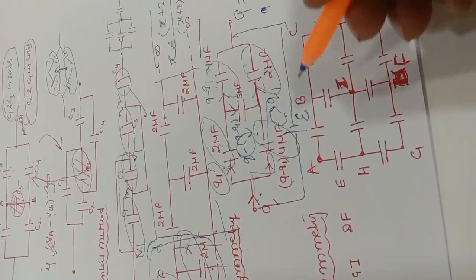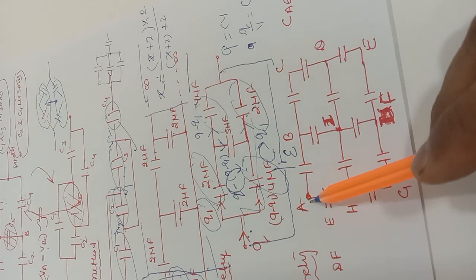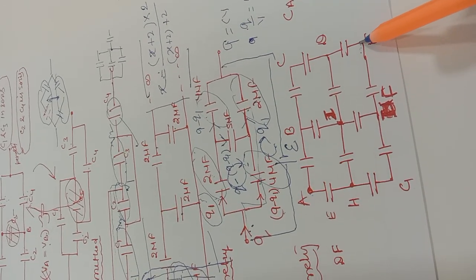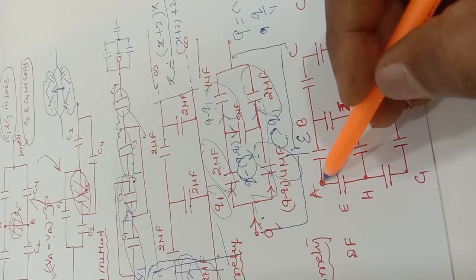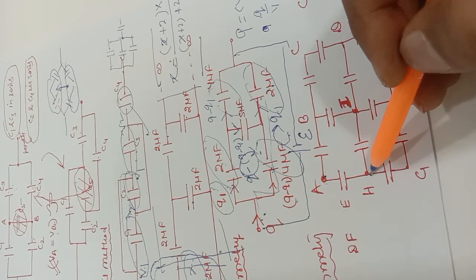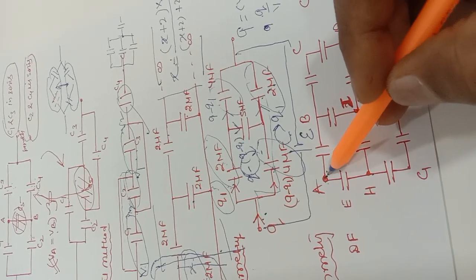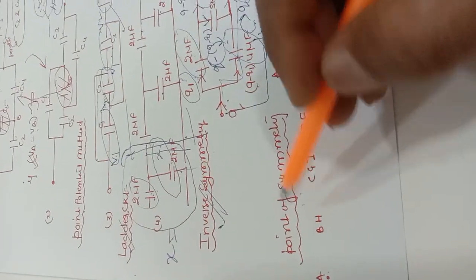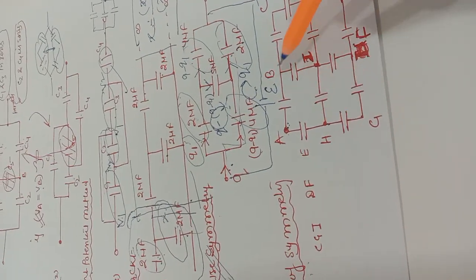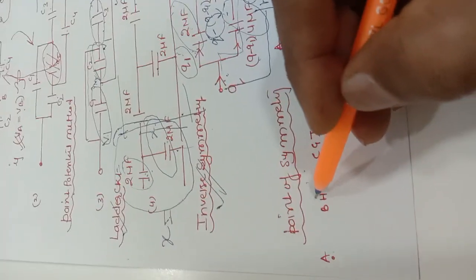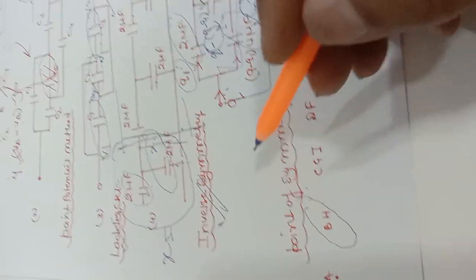Point symmetry means here we can say A and E, we have to calculate the resultant. So let's say at a distance of 1 unit is H, at 1 capacitance unit B. So here I am writing from A: B and H, this is 1 capacitor unit apart.